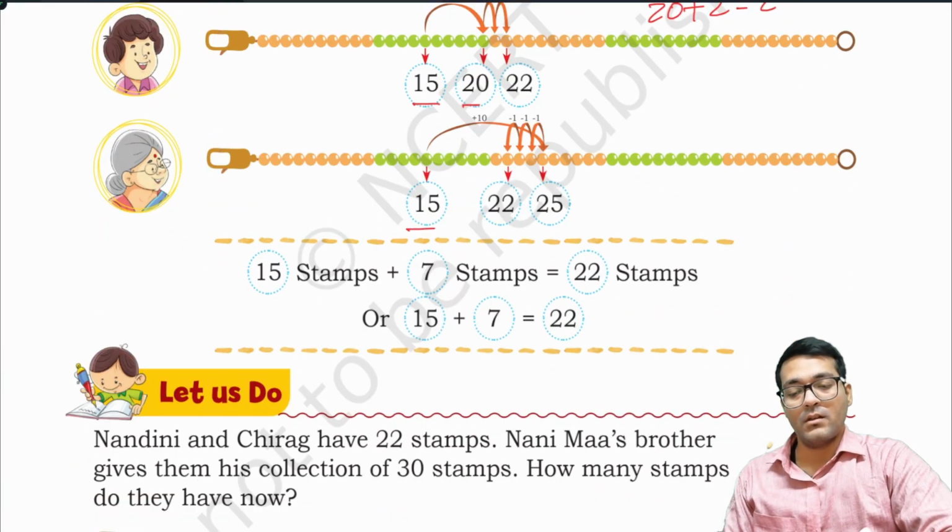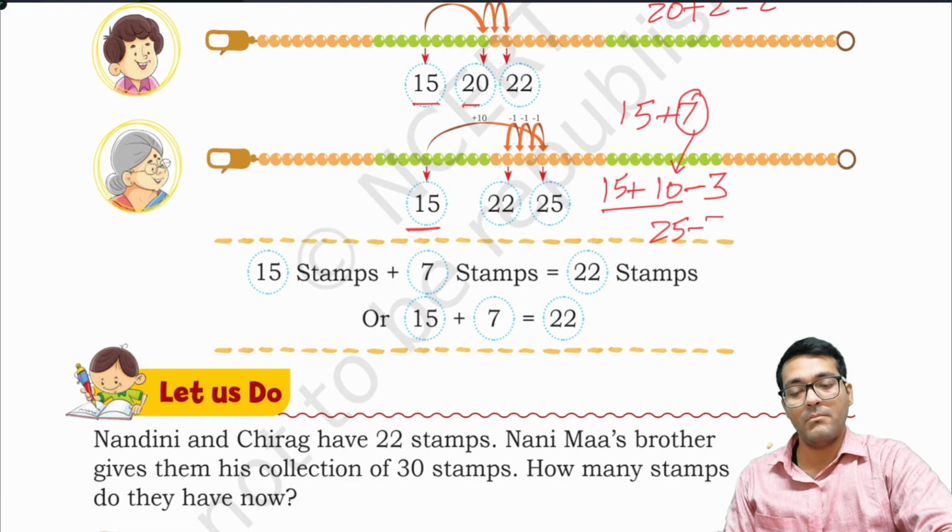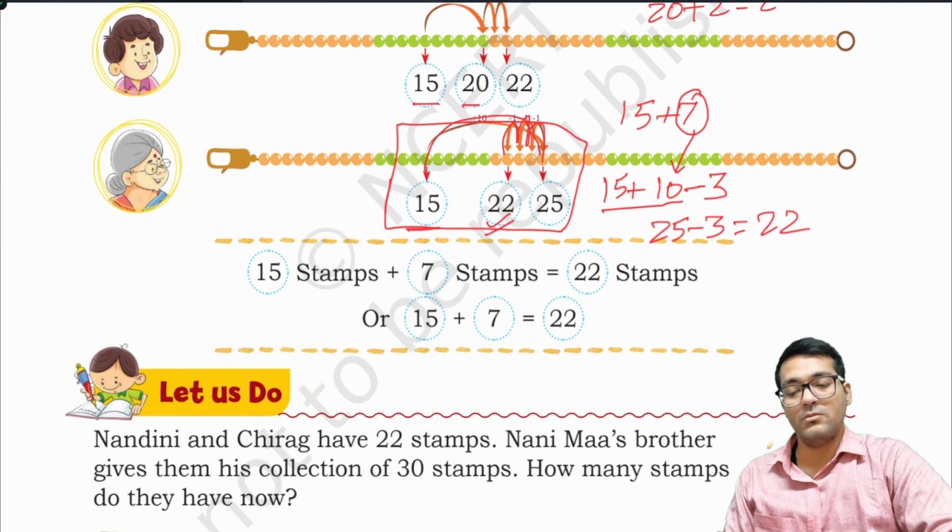Here is another way. You have to add 7 to 15. For adding 7, you can first add 10, then subtract 3. That means 15 plus 10 is 25, minus 3 is equal to 22. Here it has been done on the Ginladi. 15 plus 10, 25, and you have to move 3 backward. You will get 22. 15 stamps and 7 stamps is equal to 22 stamps, or 15 plus 7 is equal to 22.